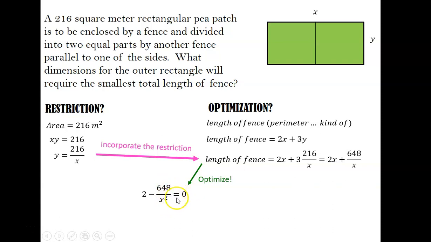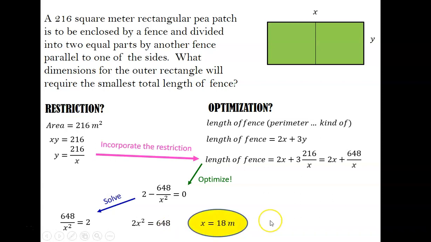This is a pretty simple solve, so let's get it solved. I'm going to move one term to the other side so that I can do a quick cross multiplication. So I did a little switcheroo here to avoid having some negatives. But it's 648 over x squared has to equal 2, right? In order for this equation to equal 0. So I can do a quick cross multiply. I end up with 2x squared equals 648. And then that's our real quick quadratic solve. So I'm going to divide both sides by 2. I get 324. And I'm not going to lie, I put this in my calculator, even though I should probably have this memorized. My x has to be 18 meters.